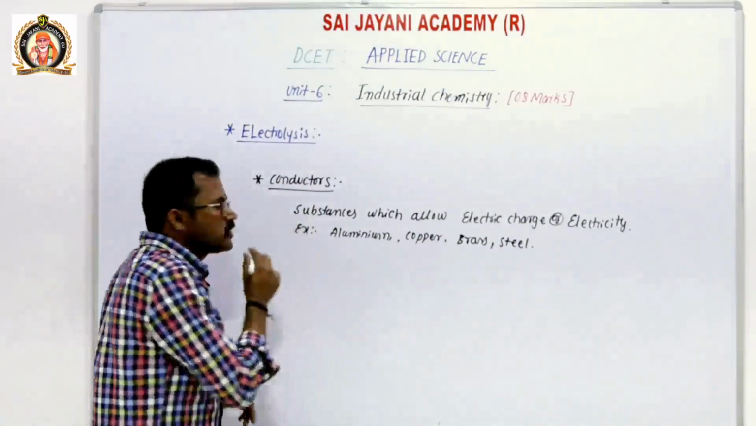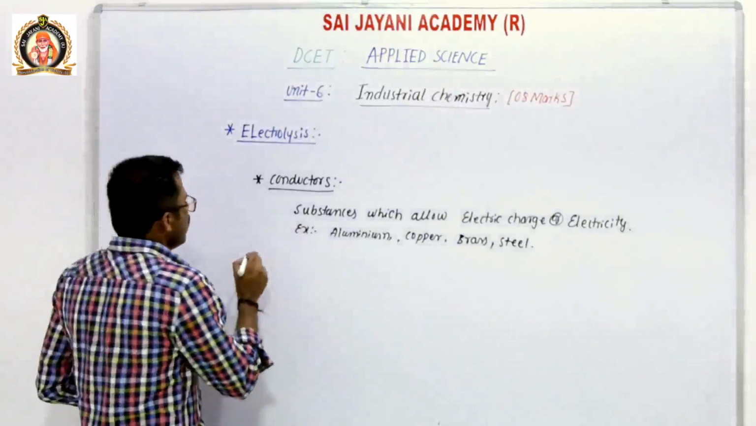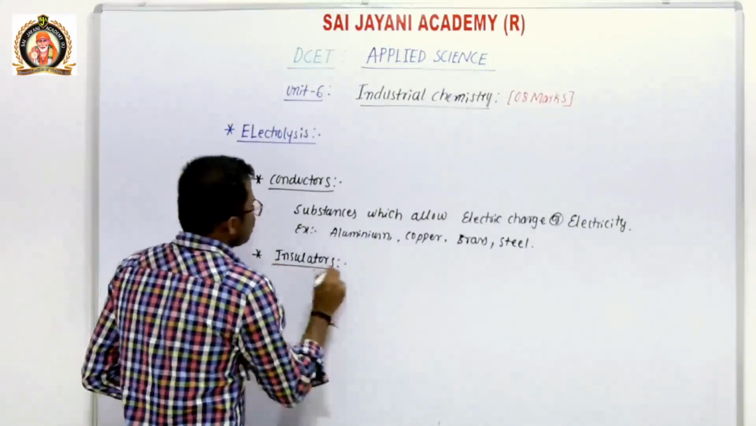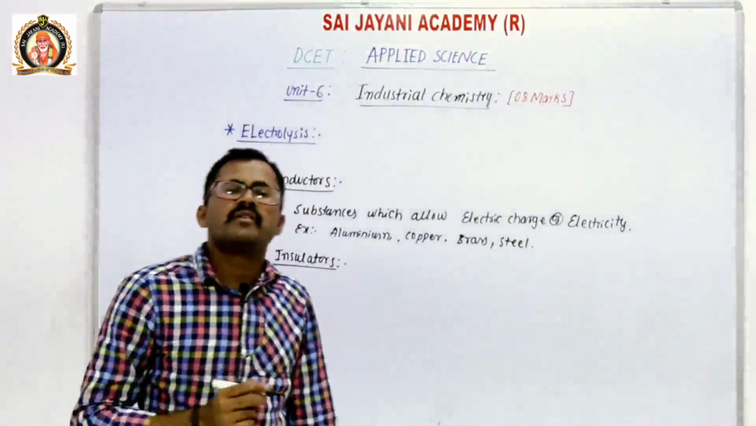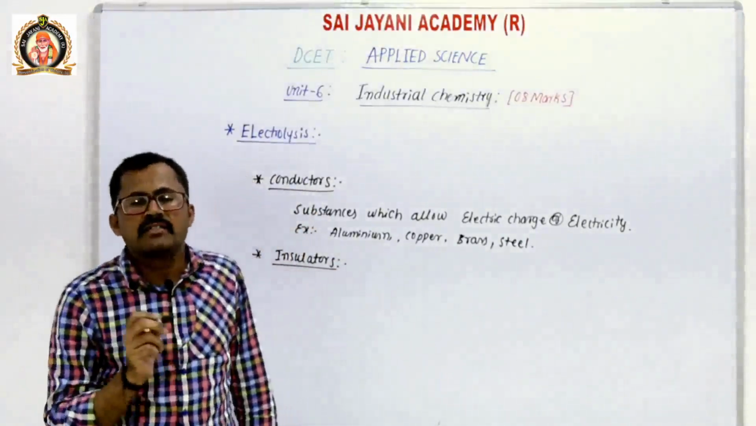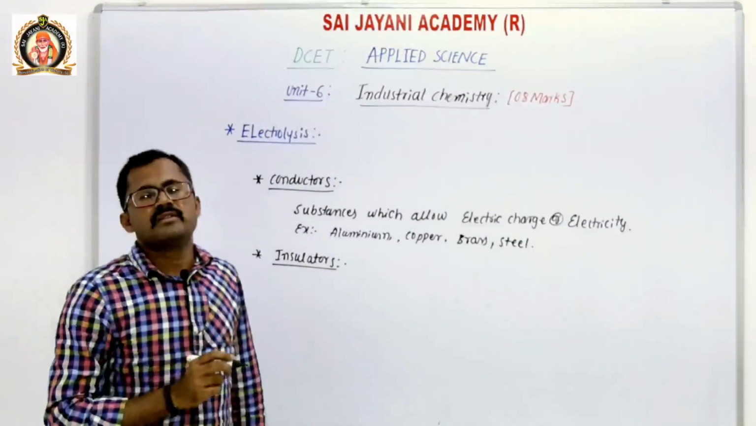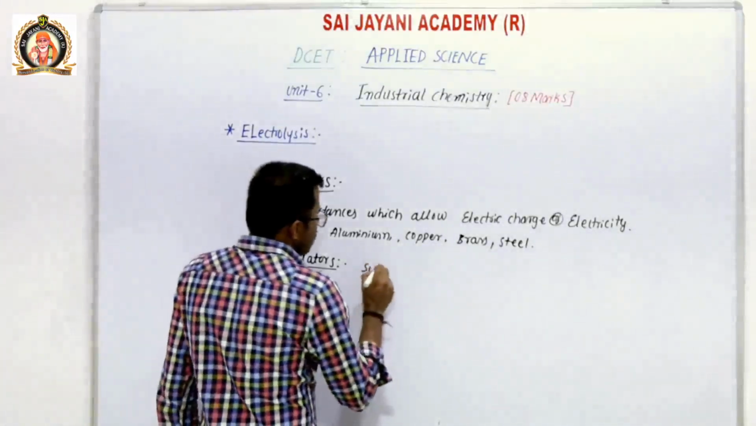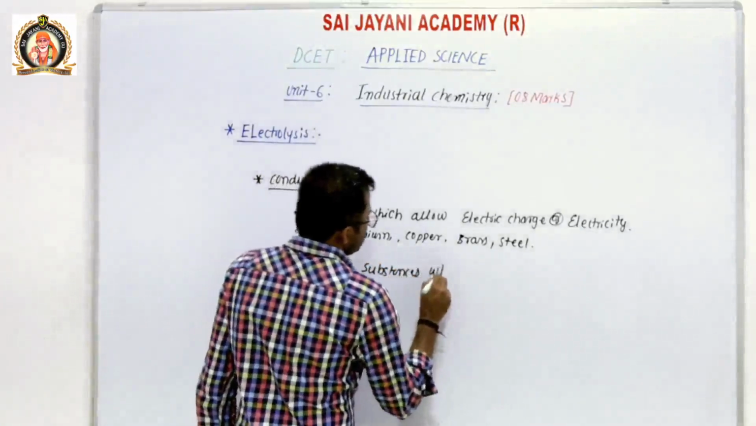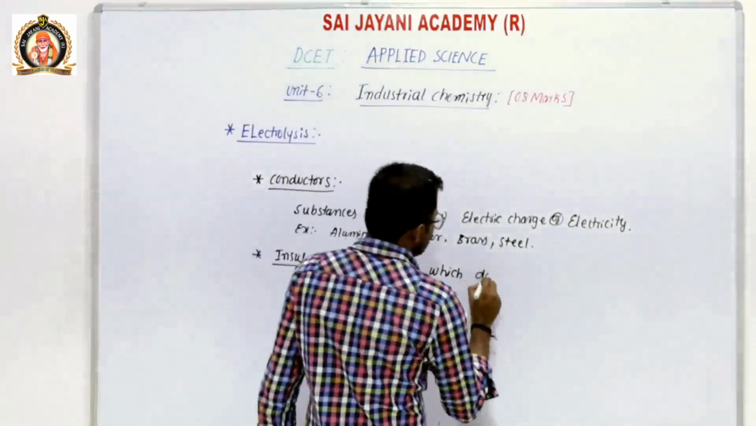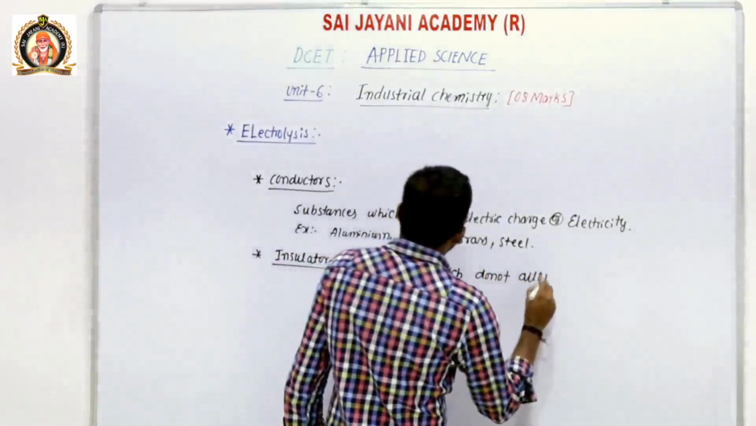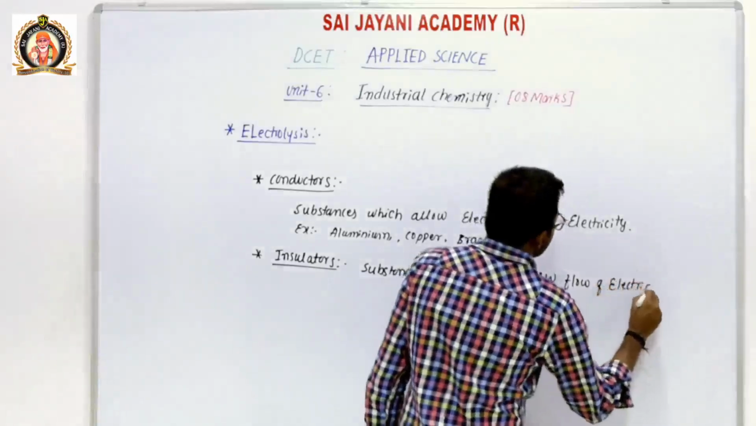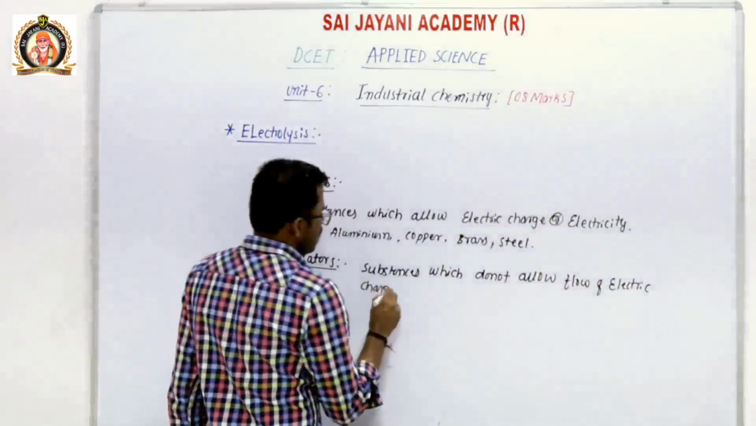So next, opposite to conductors, the insulator. What are insulators? Insulators are the substances which do not allow the flow of electric charge from one point to another point, or these are the substances which do not allow flow of electricity within them. So substances which do not allow flow of electric charge or electricity are called insulators.